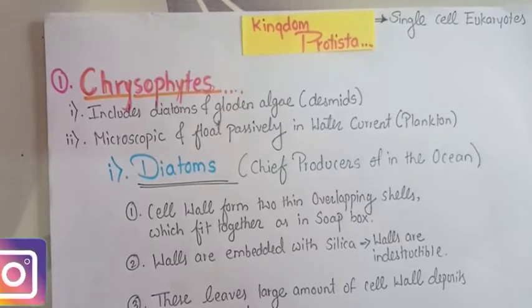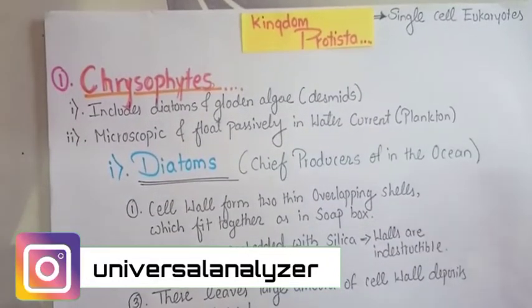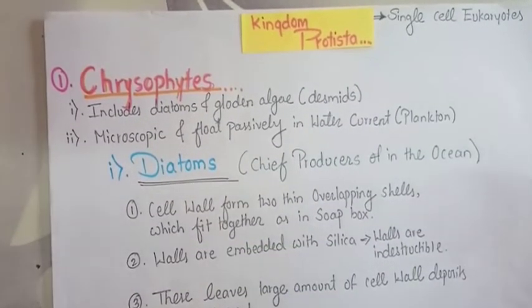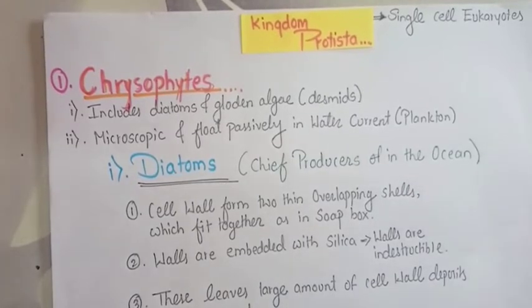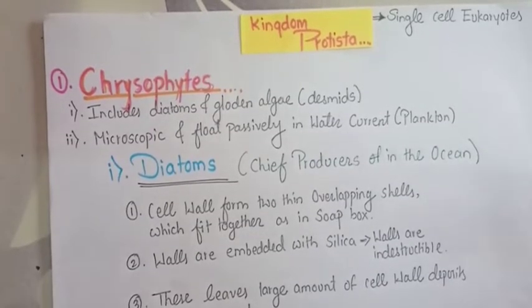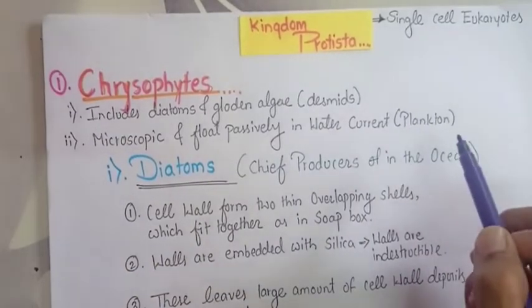In this video, we are going to see about the Kingdom Protista in detail. In the previous video, the first video on biological classification, we studied in brief how the classification has been made, and in the second part, we saw about the Kingdom Monera in detail. Now, in this video, we are going to see about the Kingdom Protista.